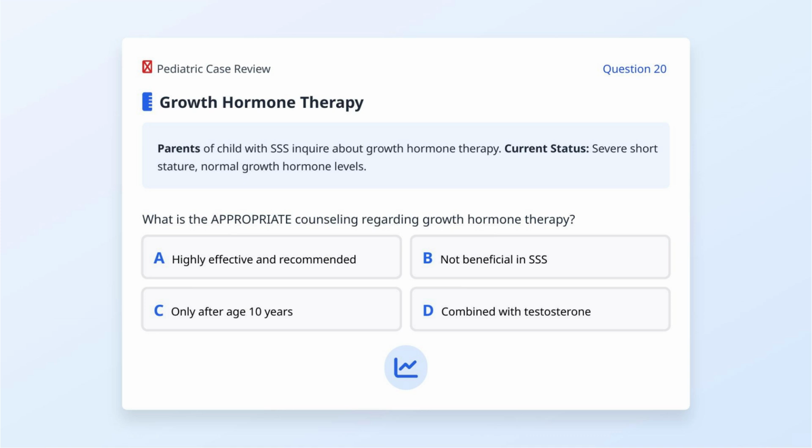Pediatric Case Review Question 20. Parents of a child with Sanjad-Sakati syndrome inquire about growth hormone therapy. The child has severe short stature but normal growth hormone levels. What is the appropriate counseling regarding growth hormone therapy? Option A, highly effective and recommended. Option B, not beneficial. Consider evidence-based recommendations.